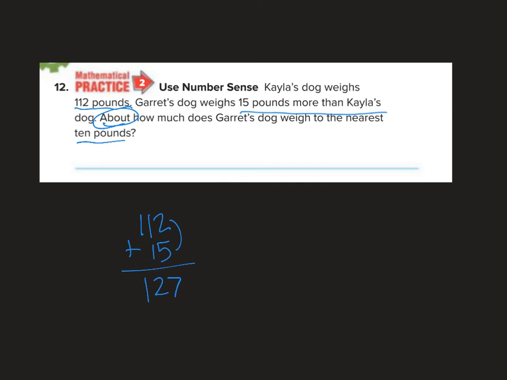But if we said about how much to the nearest 10 pounds, let's circle. Look at that 7. That 7 is 5 or more, so we need to add 1. 3, bring down the 1, and the 7 becomes a 0. So we would say about, now that about word tells us we're estimating or rounding, about 130 pounds. And look at our beautiful work there to prove that we know what we're talking about.